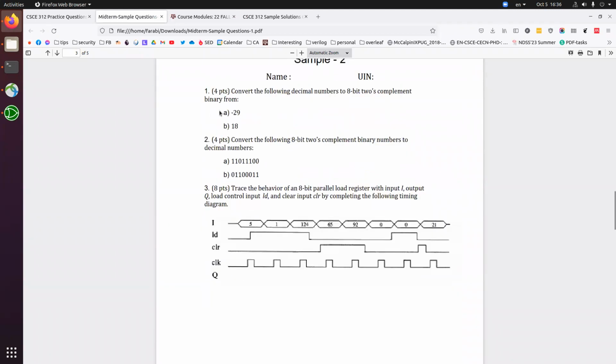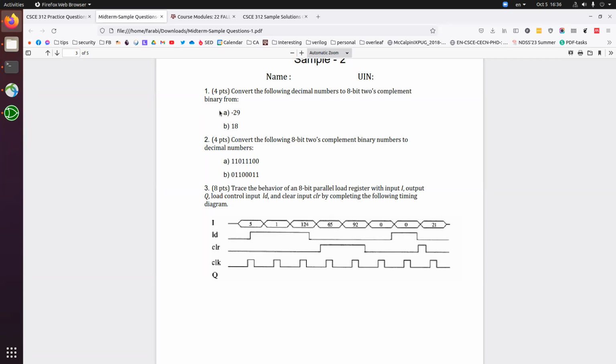Let's move on to the next part. Convert the following decimal numbers to 8-bit two's complement binary. So this is a very direct thing. First you need to know what the two's complement form is. You can just directly get the two's complement from any calculator, but we have to convert it by ourselves. So how can we convert it?